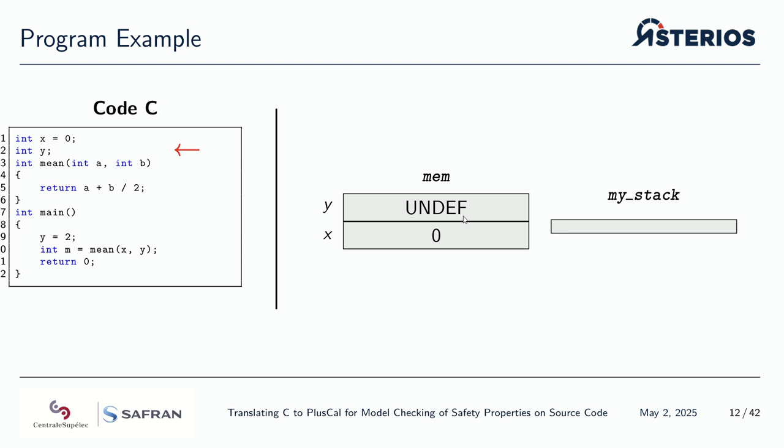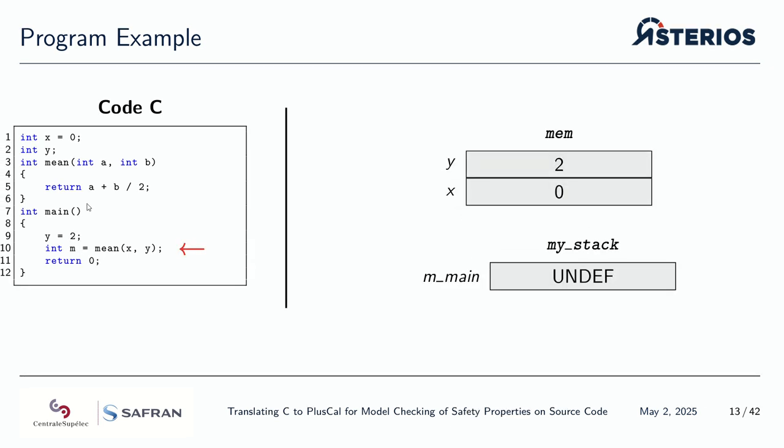Then if we go into the main function, we see that the value of y is changed to 2. So we will change it in the mem section, and then we define a variable m that is local to the main function, and that will have the value returned by the main function. So at the beginning, we will define the m variable for the main function as undefined, and then we will call the main function to compute its value.